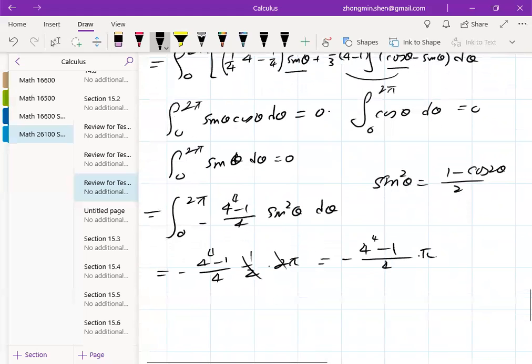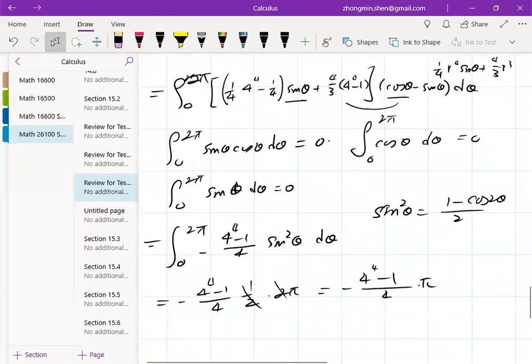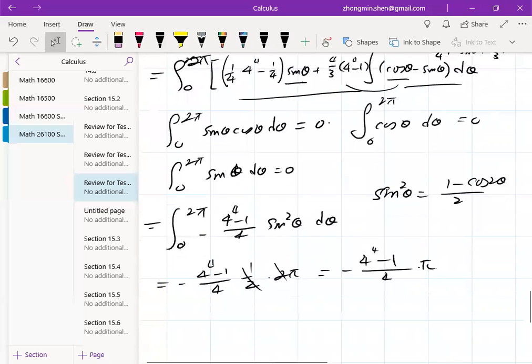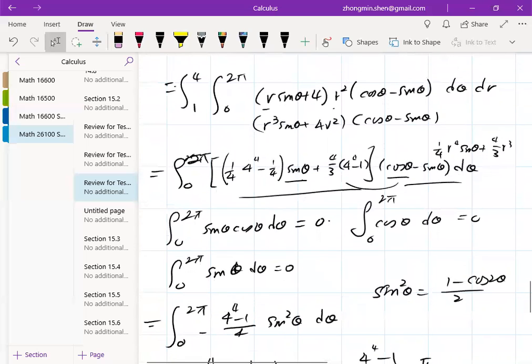So I did skip a lot. When I multiply this out, I get 4 terms, but for the other 3 terms the integral will be 0. I don't even need to write them down. I just needed to focus on sine square theta. So that saves you time. But as I said, don't do the computation until you finish all the problems.